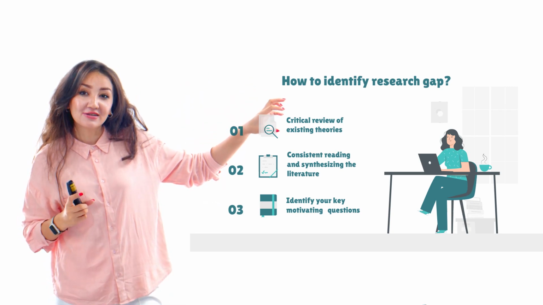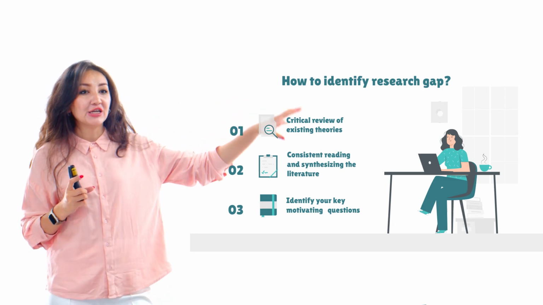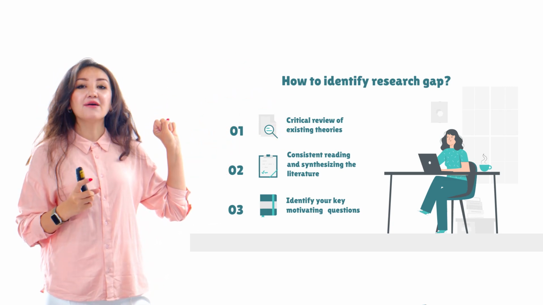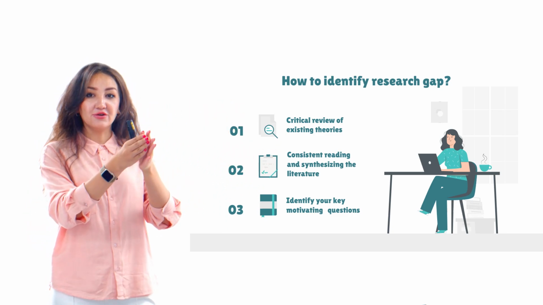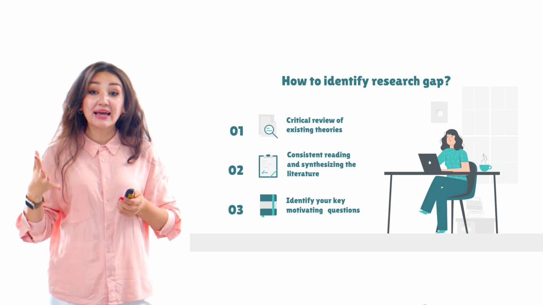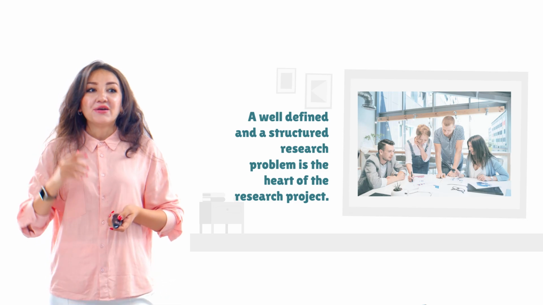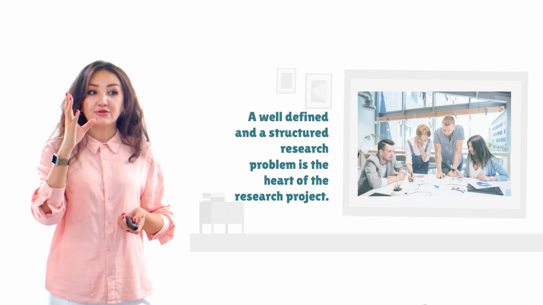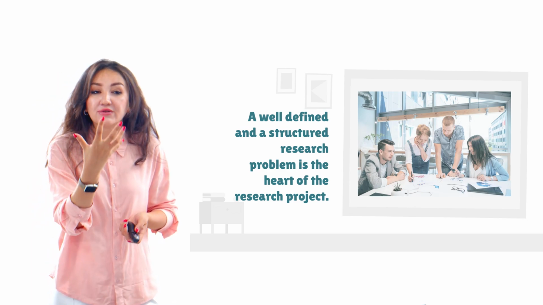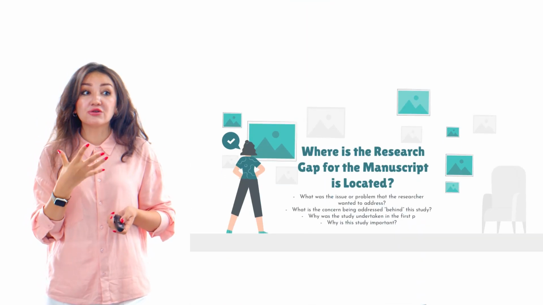The third step is to identify your key motivating question, based on what your question was in the introduction section. Based on those questions, you need to catch it. Okay, so this follows my case. Okay, this doesn't. Okay, there is the research gap. That's how you're going to formulate your research gap in your literature review. A well-defined and structured research problem is the heart of the research project, and it's considered the heart of the research gap as well.